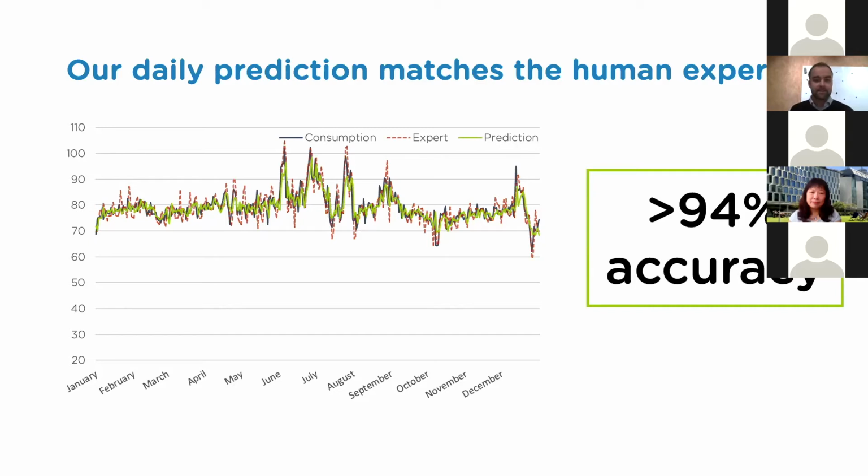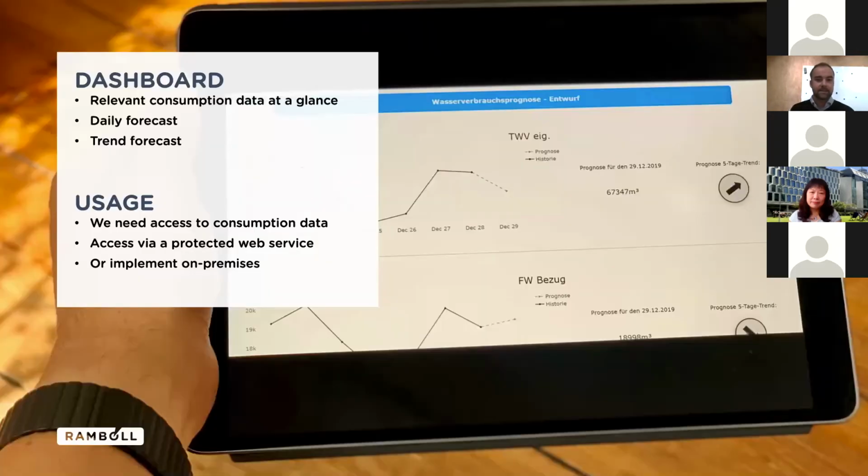In the next slide, you see how this actually looks. We offer our clients a dashboard where they see the historic consumption of the last couple of days and the prediction for the next day in that case. Again, it could be something else. And the trend forecast for the next 5 days, whether general consumption levels will go up or down. To implement something like this, we of course need access to the data of the clients.